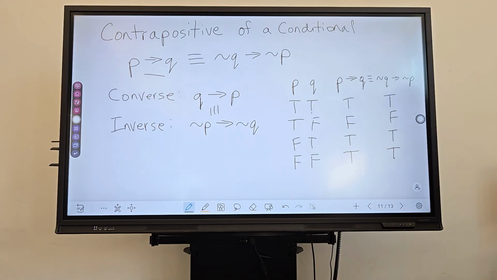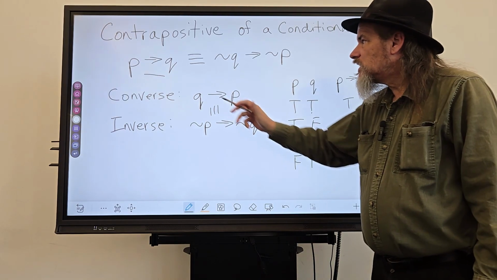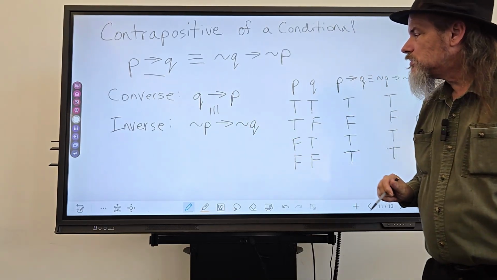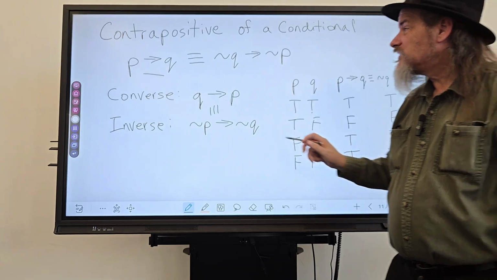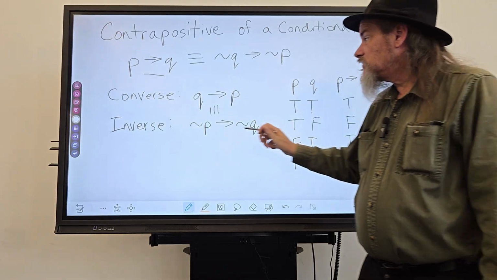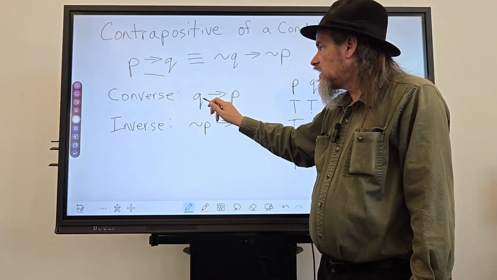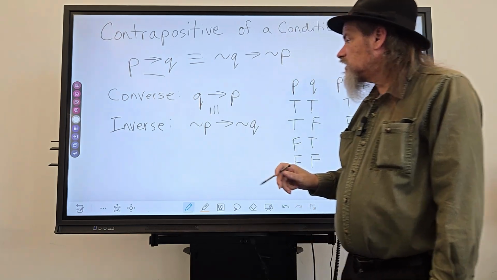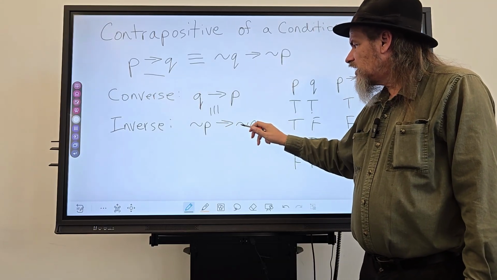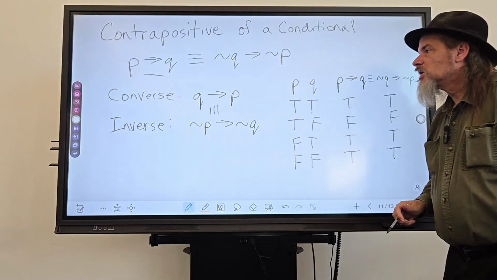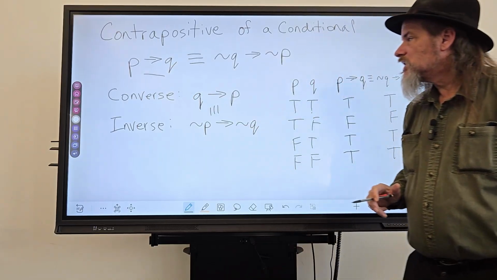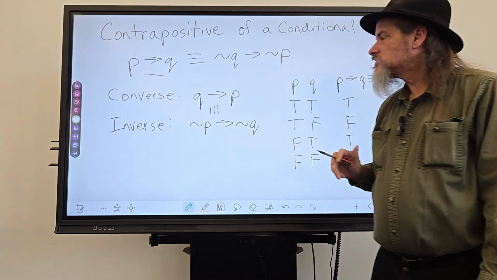A couple other terms for you. The converse of P then Q is Q then P. If Q then P. That is not equivalent. They are not equivalent. The inverse is the contrapositive of the converse. It is the inverse of P implies the inverse of Q. Again, that is not equivalent to the original expression, but the converse and the inverse are equivalent.